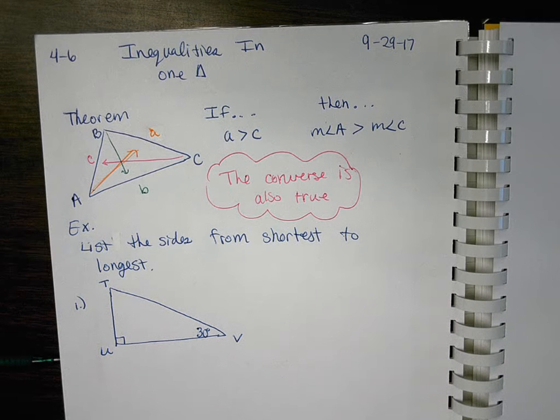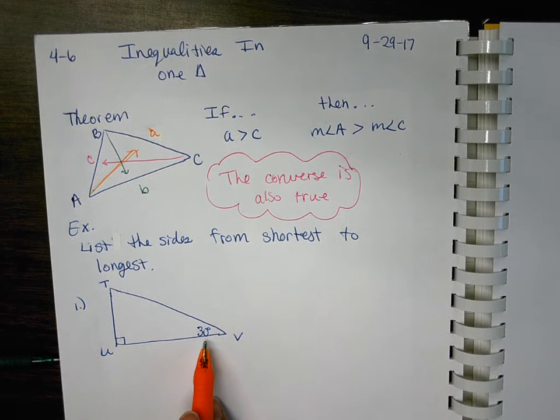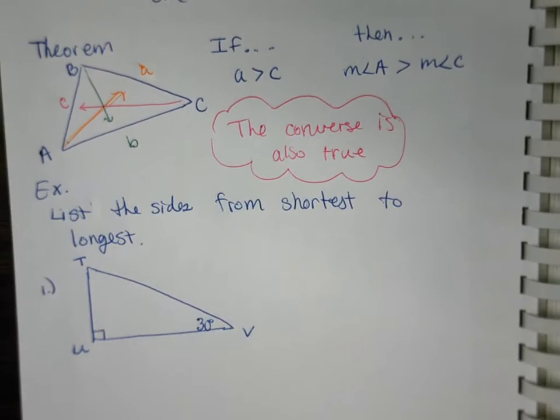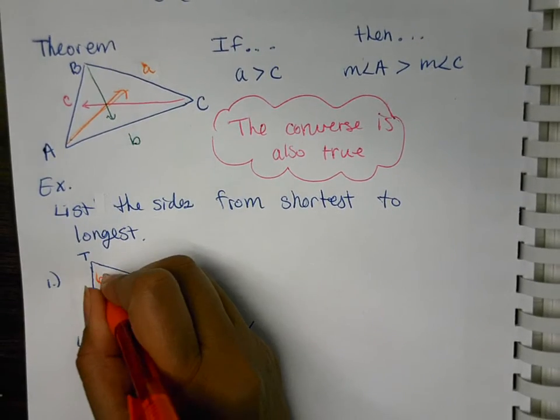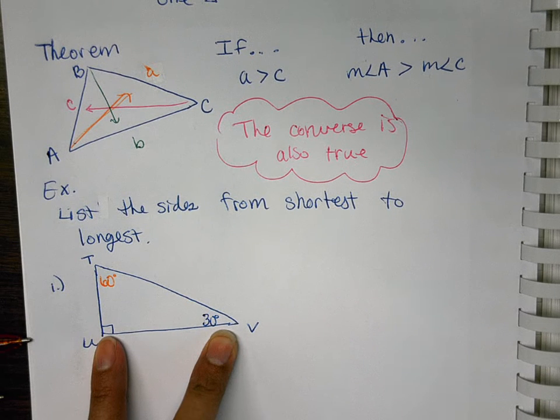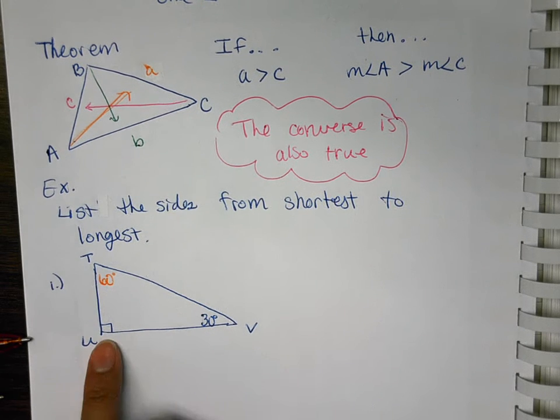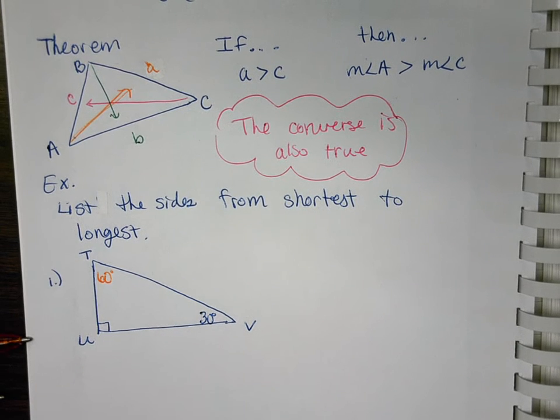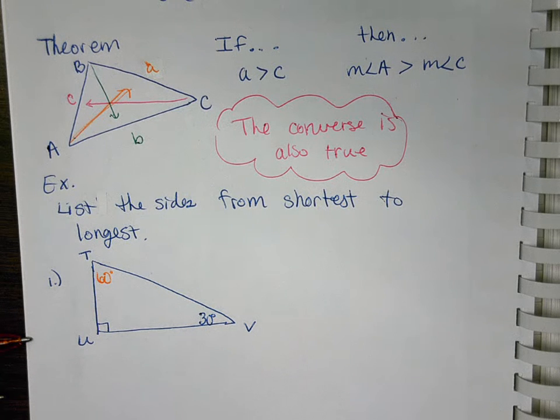All right, anybody have that missing angle? 60. Can anybody tell us how you got it? 90 plus 30, subtract from 180? Yes? Or if you said an equation, you can do 90 plus 30 plus x equals 180 and solve for x. Yes? All right, we want to list from shortest to longest.